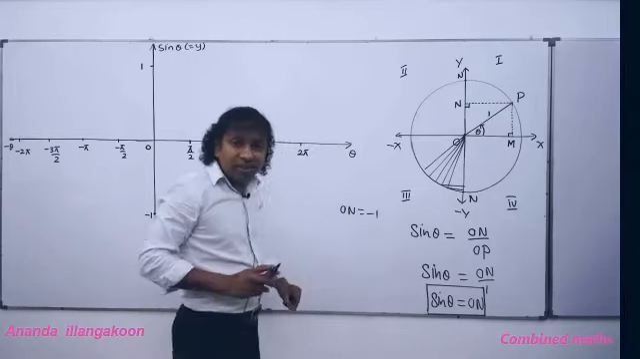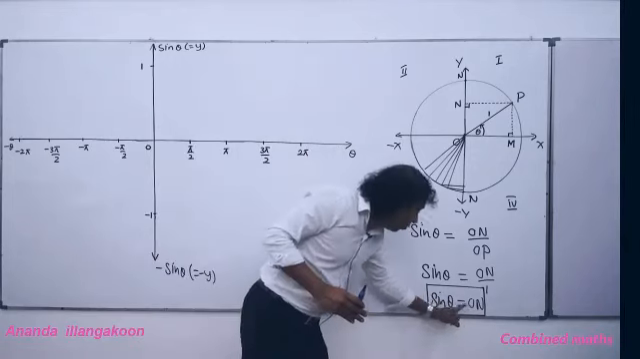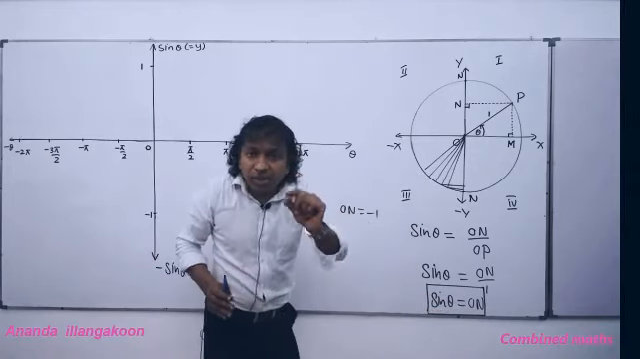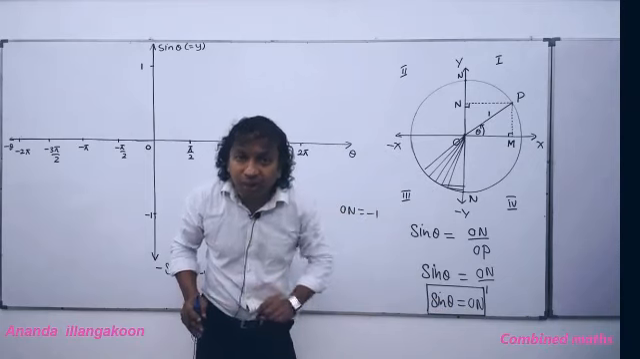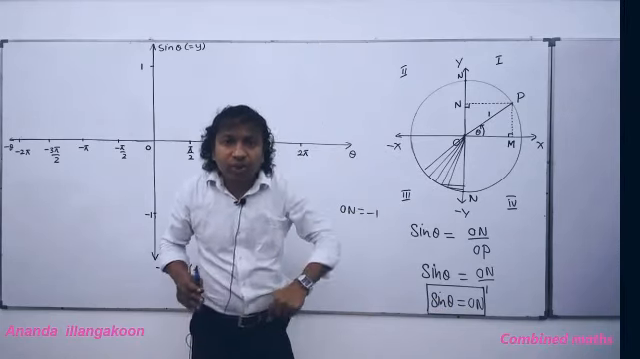Then what is that? The least value this ON can take is minus 1. But you know, ON is equal to sine theta, no? Then the least value this sine theta can take is what? Minus 1. The maximum value of sine theta is plus 1. The least value is minus 1.